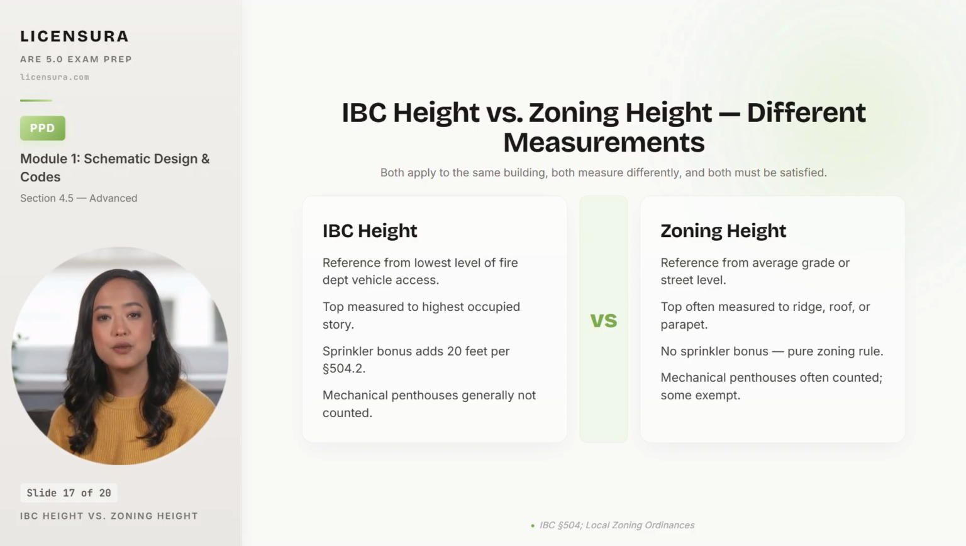The same building therefore carries two different height numbers depending on which code you are reading, and both must satisfy their respective limits. A scheme that meets the IBC limit easily can blow the zoning cap if the architect did not check zoning height separately at design start. The permit fails, the owner sues the firm for design negligence. FAR is the single most powerful zoning lever and the most commonly tested on the exam.